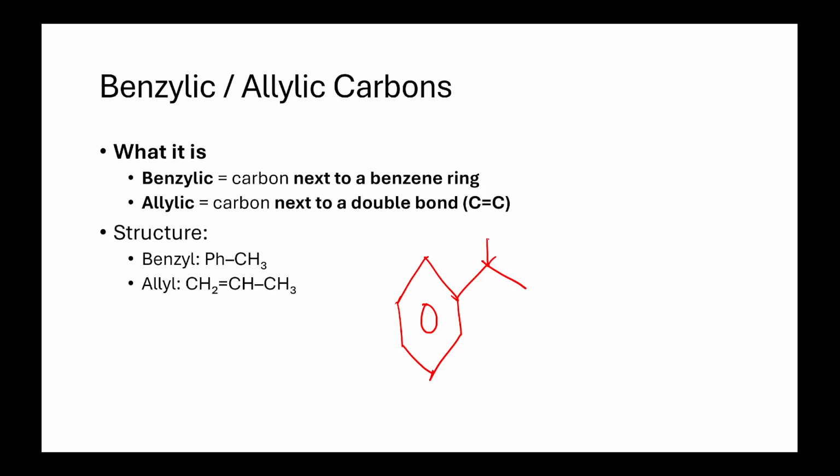This is a benzylic carbon. Okay, so this is a carbon next to a benzene ring because it is one carbon away from a benzene ring. When we say allylic, it is a carbon next to a double bond. So this is carbon of a double bond. This is carbon of a double bond. This is your allylic carbon.